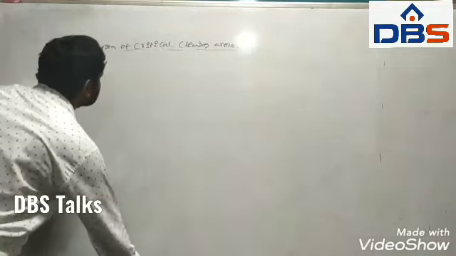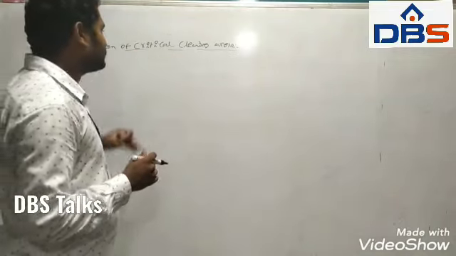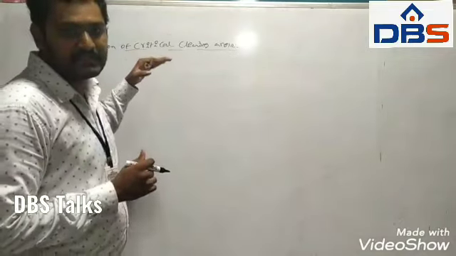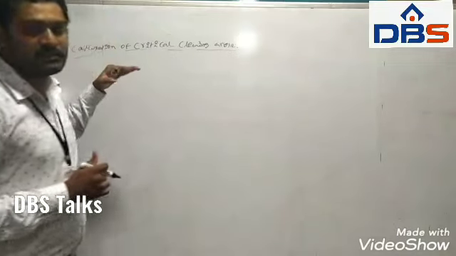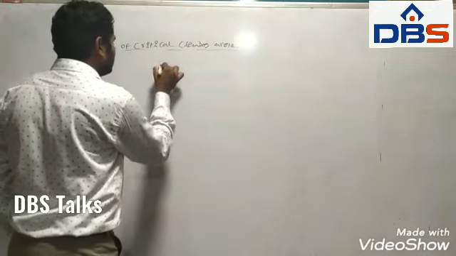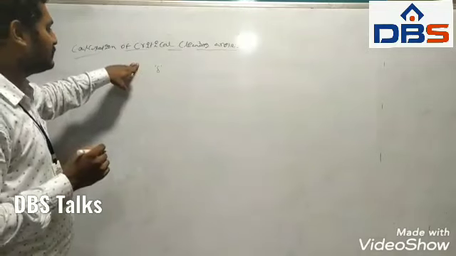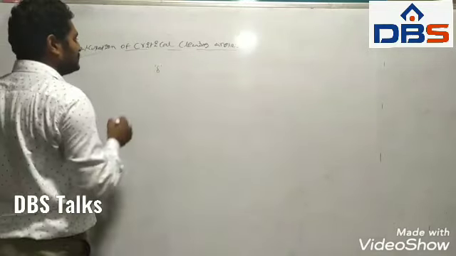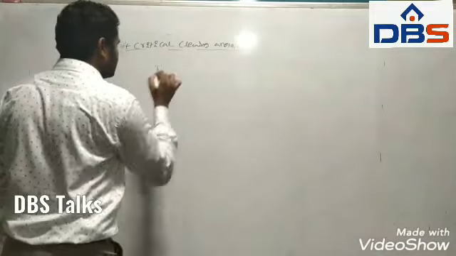Before going into calculation of critical clearing angle, I will discuss some parts of critical clearing angle. Actually, this critical clearing angle is defined as the maximum allowable change in power angle, here indicated with the letter delta. That means the maximum allowable change in the power angle. So this is called the critical clearing angle, denoted as delta C.